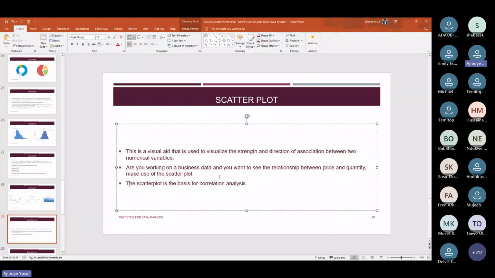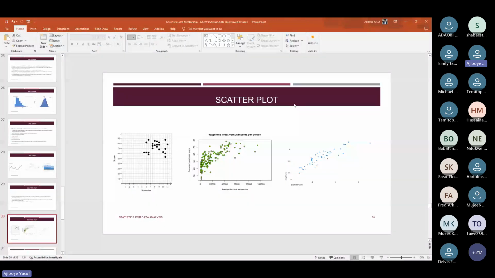From your scatter plot, you can get stuff like negative correlation, positive correlation, zero correlation. All of those things will be told by this, and they have their interpretation.